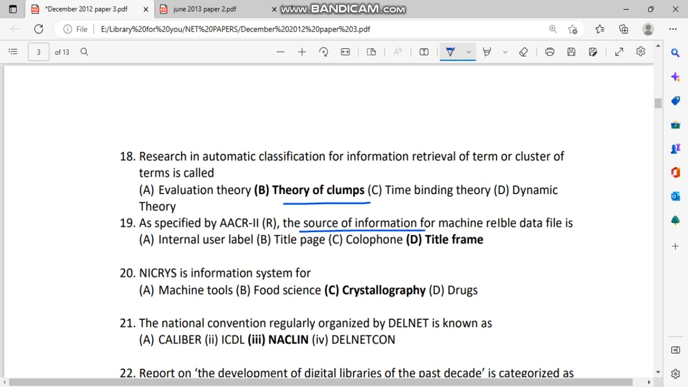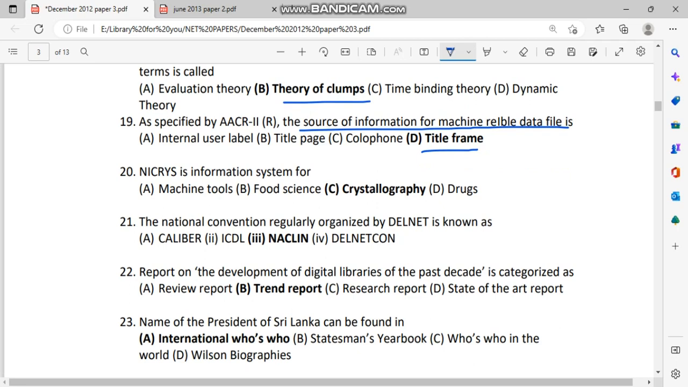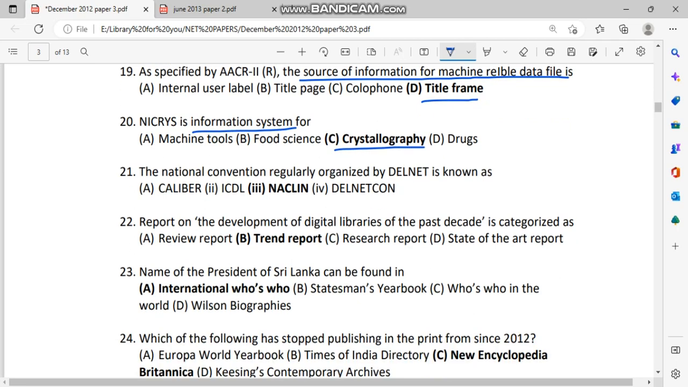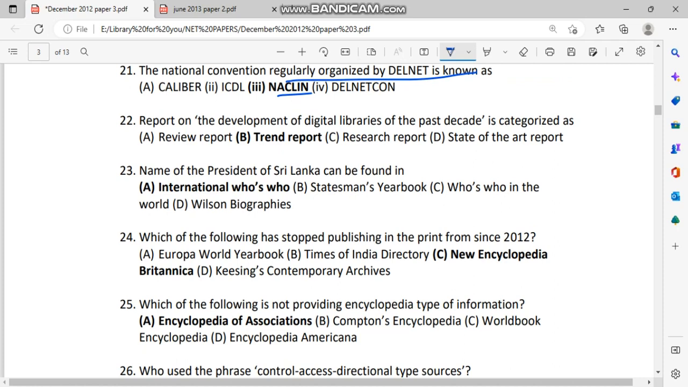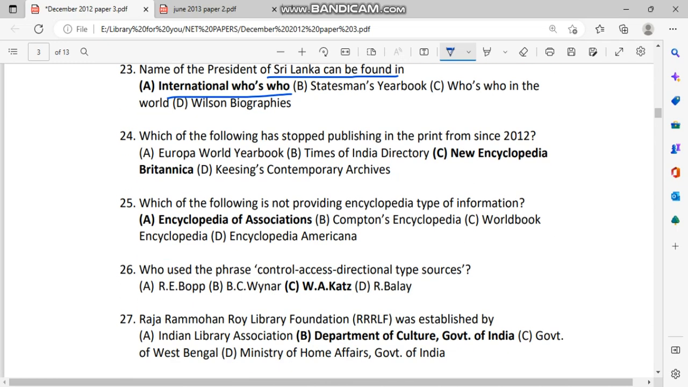As specified by AACR2, the source of information for machine readable data file is the title frame. NICRIS is an information system for crystallography. The national convention regularly organized by DELNET is known as NACLIN. A report on the development of digital libraries of the past decade is categorized as a trend report. The name of the president of Sri Lanka can be found in the International Who's Who.